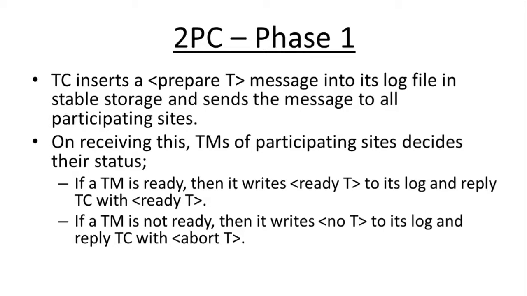If a transaction manager is not ready, then what happens is it writes a no T message. No T means I am not able to commit this particular transaction T. It writes this to its log file and replies to the TC with an abort T message. So it replies to the transaction coordinator that it cannot commit the transaction. So this is what is happening in phase 1.